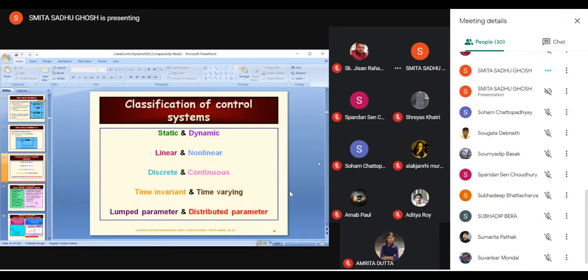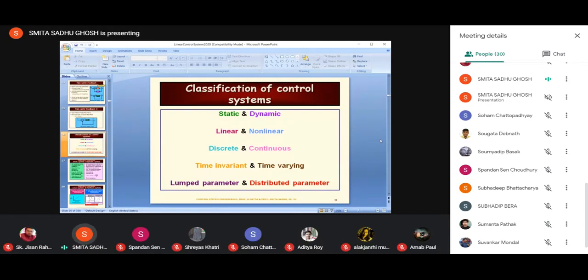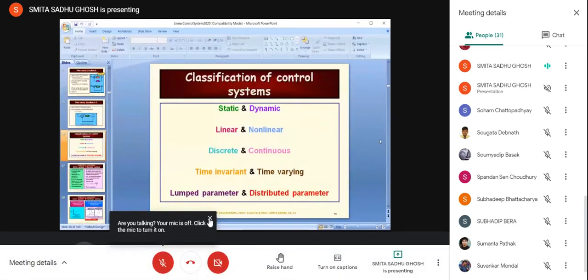Systems can be categorized as linear or nonlinear, discrete or continuous, time invariant or time varying, lumped parameter or distributed parameter. So for each of these categorizations, one aspect of the system is considered.